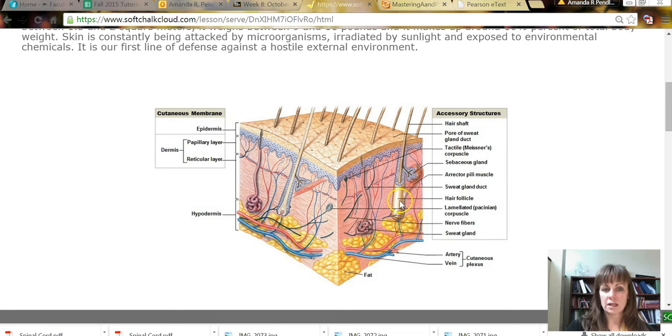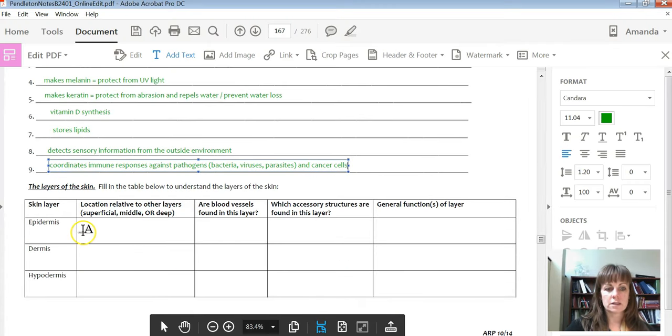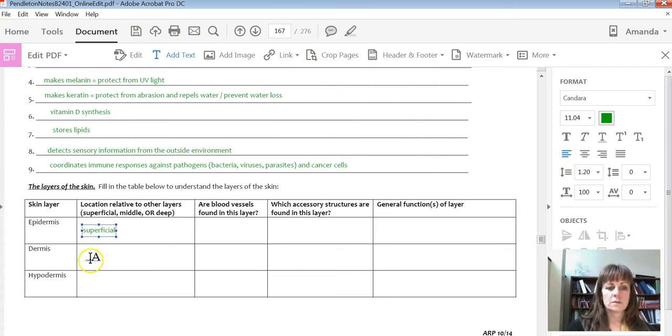So remember, cutaneous membrane is the epidermis and the dermis. There is this third layer called the hypodermis. It's technically not a part of the skin. It's technically underneath it. So if we're looking here at the layers, the epidermis is going to be most superficial. The dermis is going to be in the middle. And then the hypodermis is going to be the deepest layer.